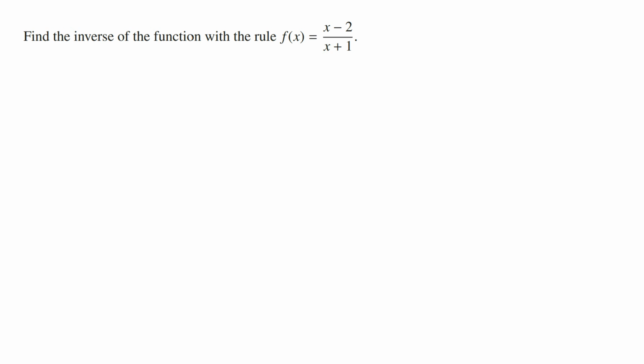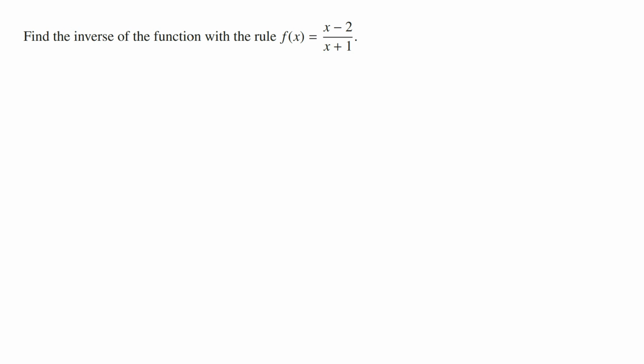Hey guys, in this video I'm going to go through an example of a tricky inverse function question. The question is, find the inverse of the function with the rule f of x equals (x minus 2) on (x plus 1). I suggest that you pause this video and see if you can find the inverse function without using a calculator. Otherwise continue watching and I'll show you how.